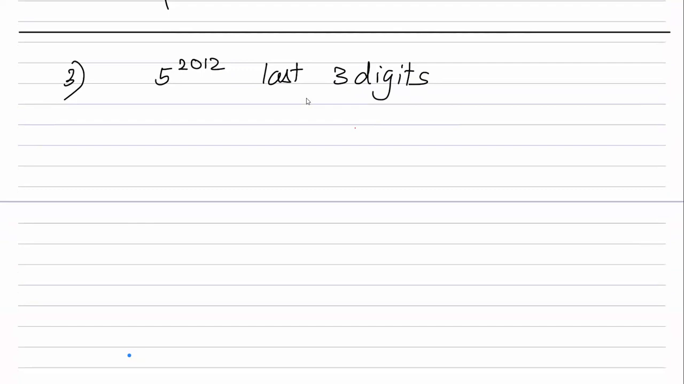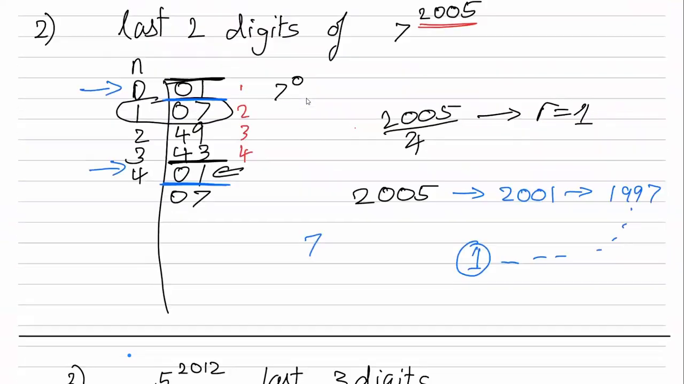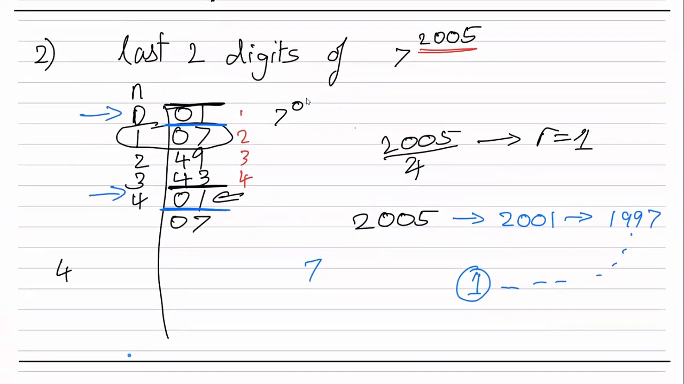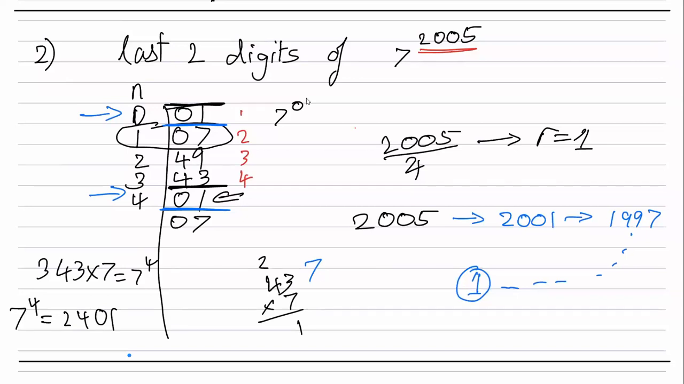Abhiraj, try again. Sir, for the last one, I did not understand after the loop, how did it come back to 1? 343 times 7 is equal to 7 to the power 4, and 7 to the power 4 is equal to 2401. This I wrote from memory, but you can try multiplying 43 times 7, which is 301, and then 7 times 4 is 28. So you get 2401. Right? The 01 comes from there.